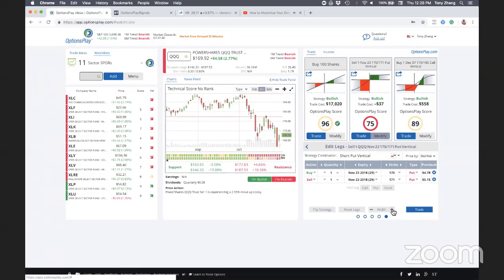And we said that we want to collect roughly 1/3 of the width. So what I have set up is a $5 wide spread. I'm going to start off on a $5 wide spread, and I'm just going to keep moving the strikes until I collect roughly 1/3 of that, which is $1.67 or so. So I'm going to keep moving the strikes down until I get to roughly $1.67, which looks like I'm there right now by selling a 170 put and buying a 165 put. If I look at the midpoint on that trade, it's exactly $1.67.